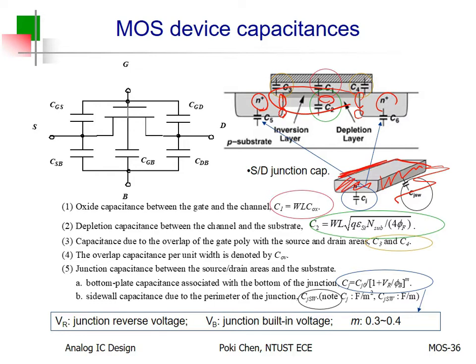The other one is bottom plate. Okay? You have N and P, and inside P outside. So, 3 side walls and 1 bottom plate dominate the parasitic capacitance for source and drain region. Got it?